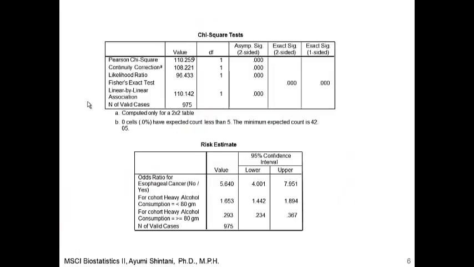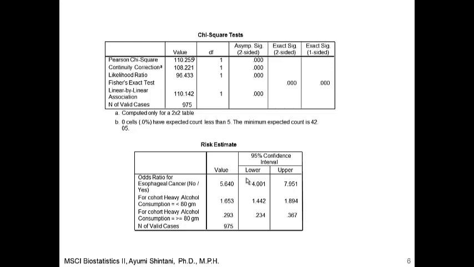So this is the result of the chi-square test. The chi-square test shows the association between heavy alcohol drinking and esophageal cancer is highly significant. And the odds ratio is 5.64, which matched our hand calculation, and the 95% confidence interval is 4 to 7.95. And how do you use the confidence interval?